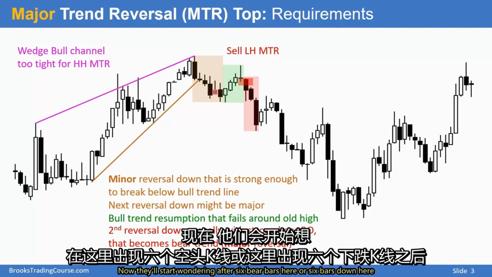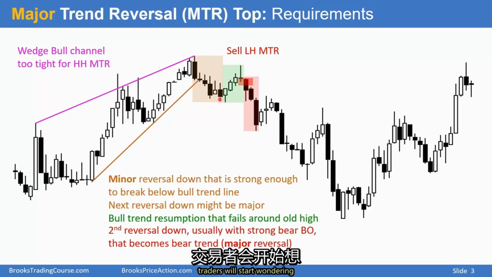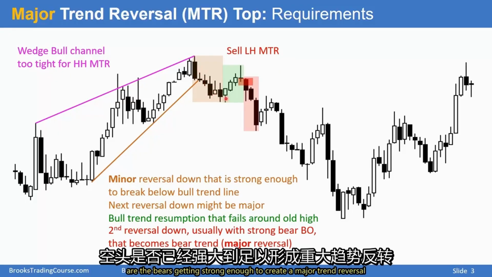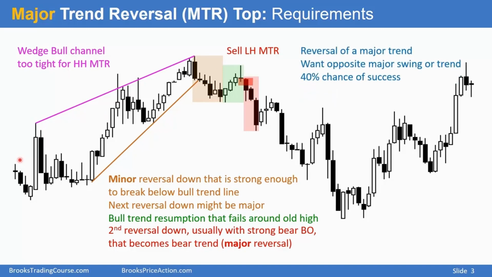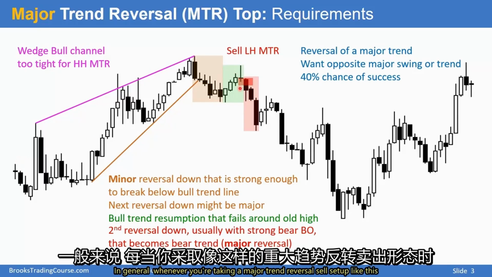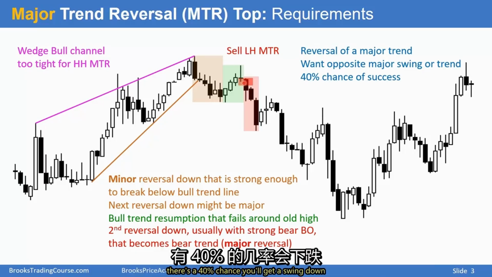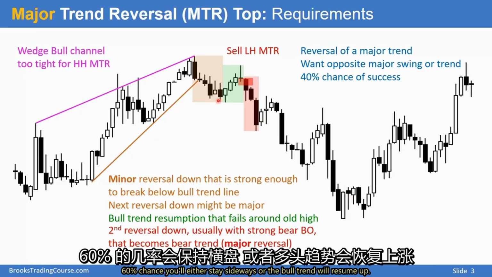Now after 6 bear bars here, or 6 bars down here, traders will start wondering, are the bears getting strong enough to create a major trend reversal? In general, whenever you're taking a major trend reversal sell setup like this, there's a 40% chance you'll get a swing down, 60% chance you'll either stay sideways or the bull trend will resume up.